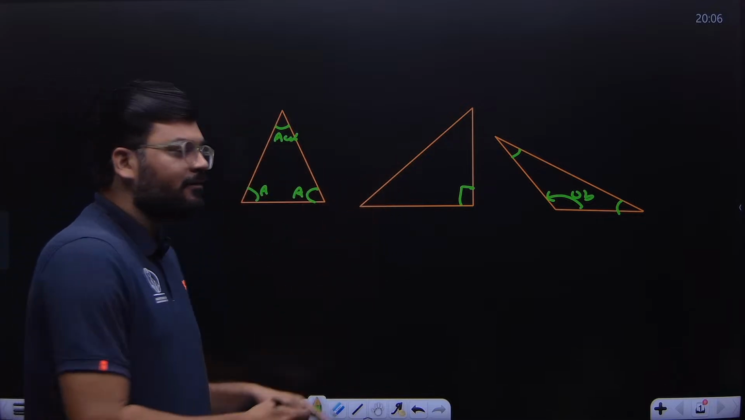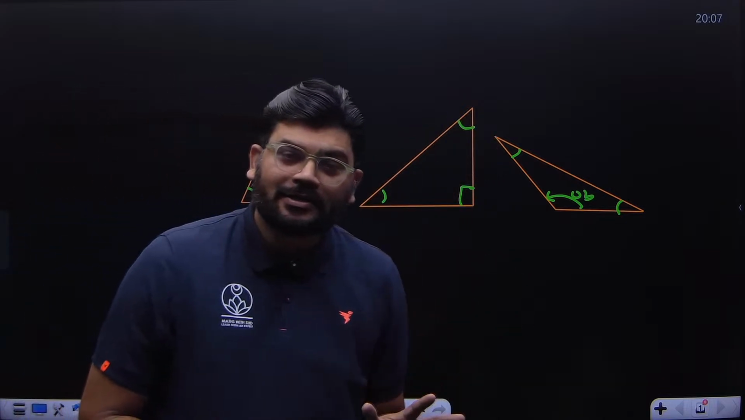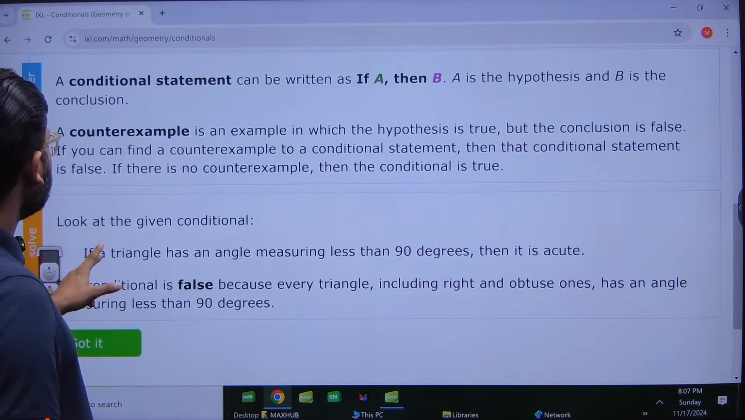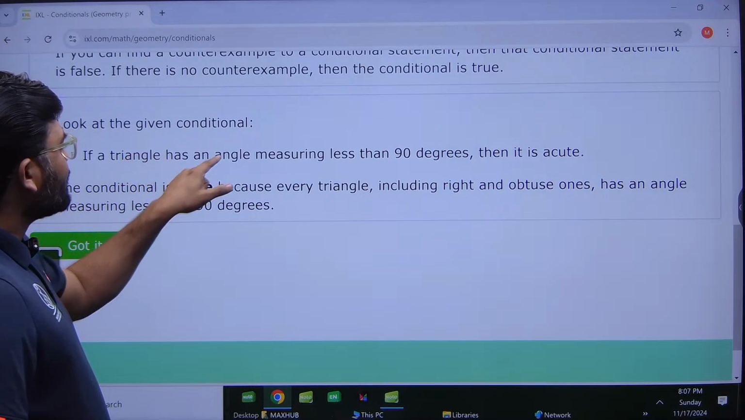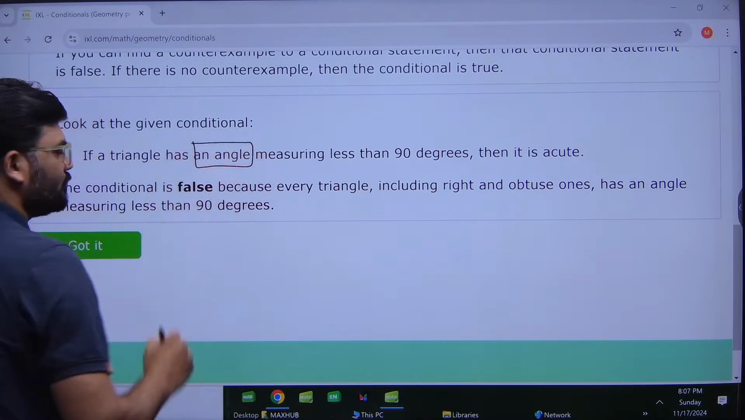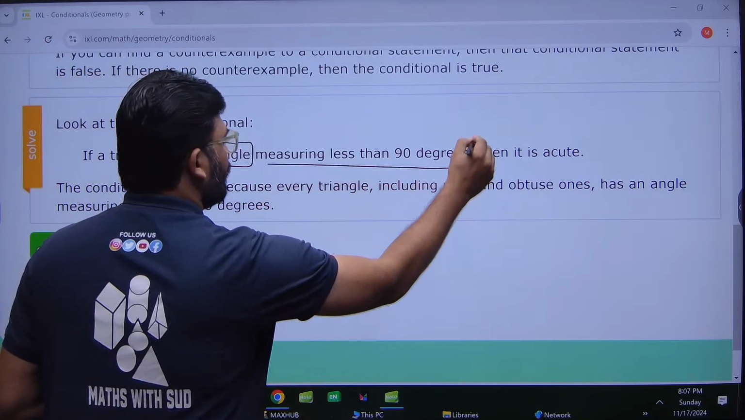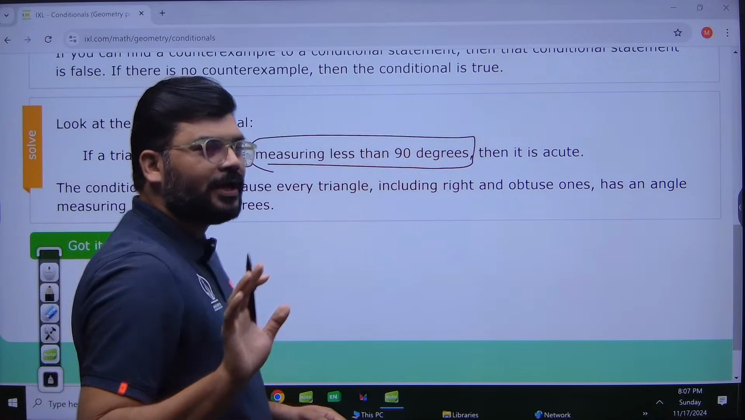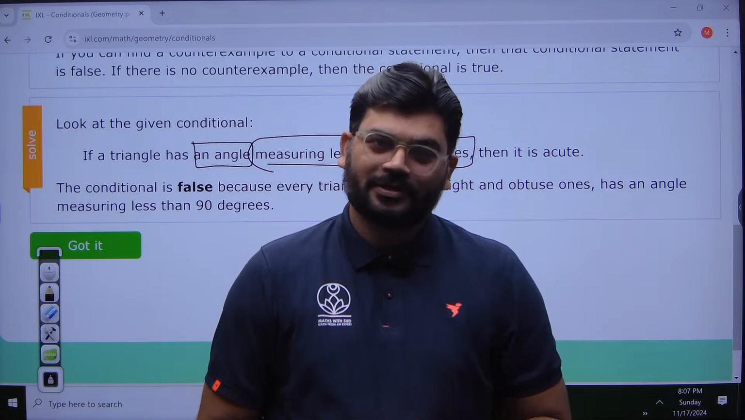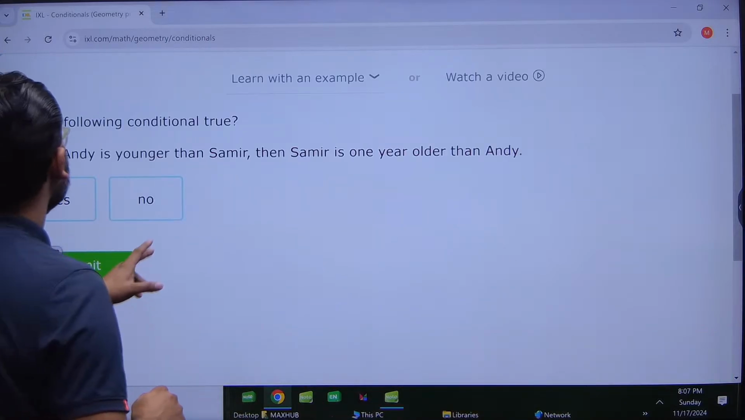See, in this one also, one of the angles is acute, two of the angles are acute. So it is not saying all the angles, it is saying one angle. See the statement: if a triangle has an angle, what do you understand from an angle? One angle. So if one angle is acute, do you really think it can only be an acute angle triangle? No, sir. All the angles have to be acute. Understood? Yes. Okay. So we'll move on to the next question.